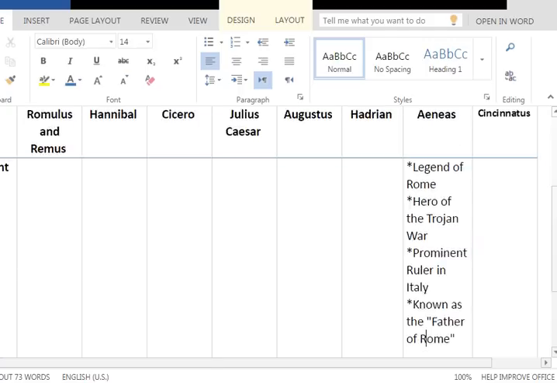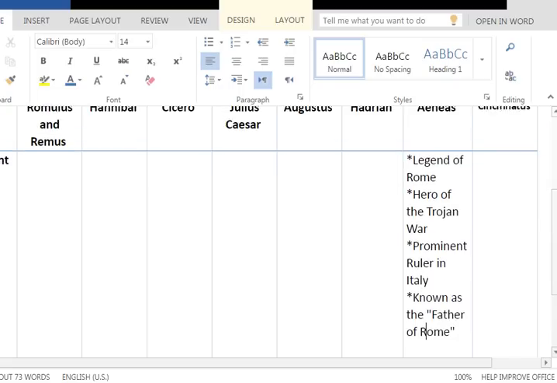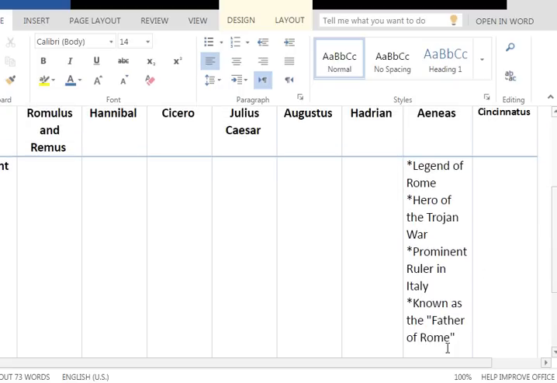Now, we've got a couple of things here at the bottom that we've added, mythical and historical, and these are both color-coded. That is because some of the people that we're going to be talking about are mythical characters, some of them are historical. It just so happens that Aeneas is a mythical character of Rome.